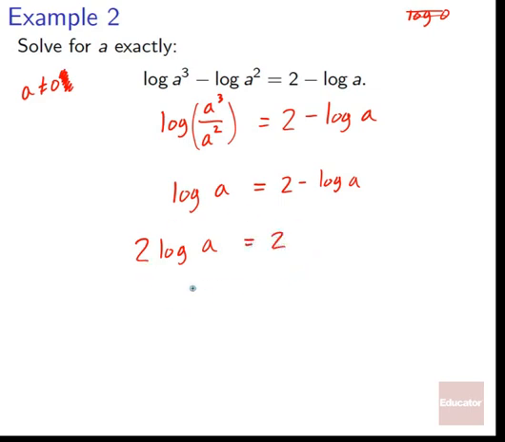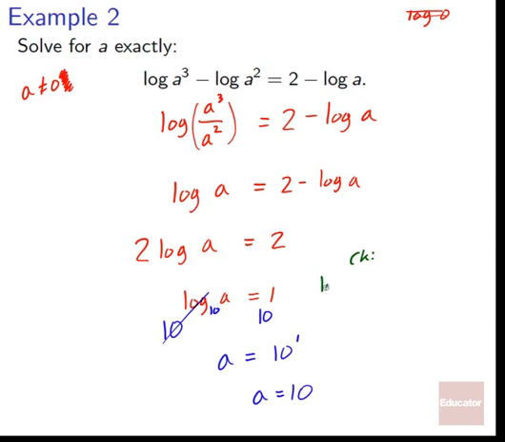At this point, we can divide by 2 on both sides, and we get log a equals 1. We want to know what that is. Well, remember, log is just common logarithm, so it's base 10, so we can raise both sides to the 10. So that cancels this out, and we've got a equals 10 to the 1, which means a equals 10. Great.